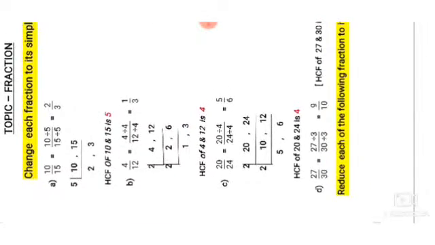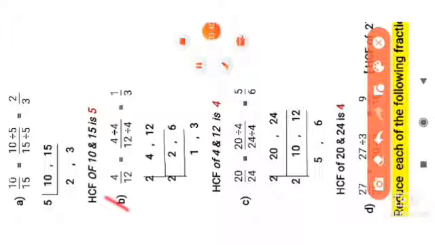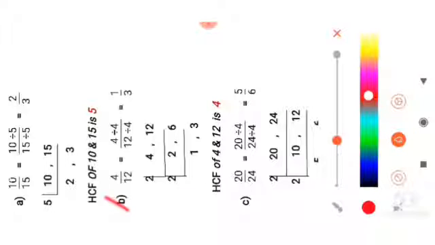Next sum, question number B, part B. Now the fraction given is 4 by 12. 4 by 12, what to do? We have to find out again the common factor of 4 and 12. If we find out the common factor of 4 and 12, then what is coming? The common factor of 4 and 12 is 2.